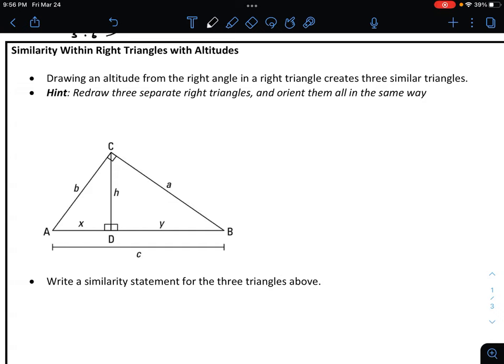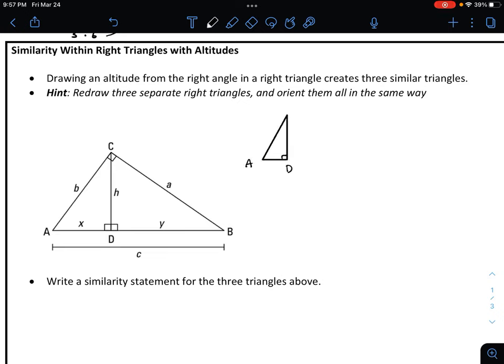And the situation is that all three of these triangles, the small one, the medium one, and the big one, are all going to be similar to each other, all right? So what I would do to match these up appropriately is redraw these all oriented in the same way. So I'm actually going to take triangle ACD and orient it in the same way it's oriented there.